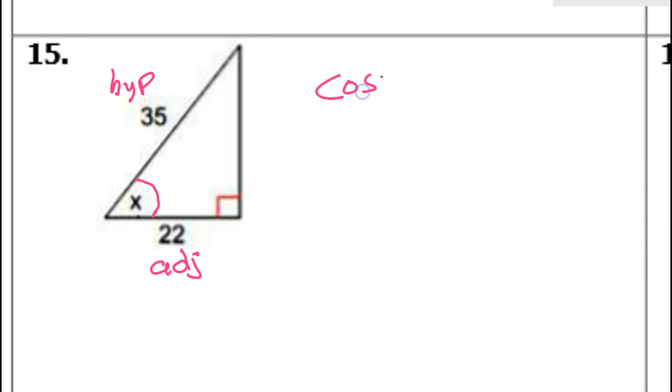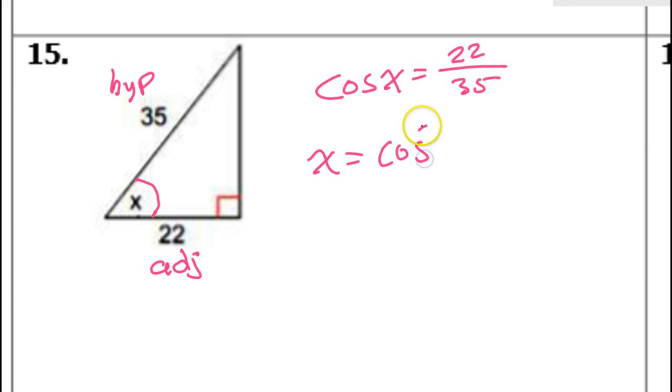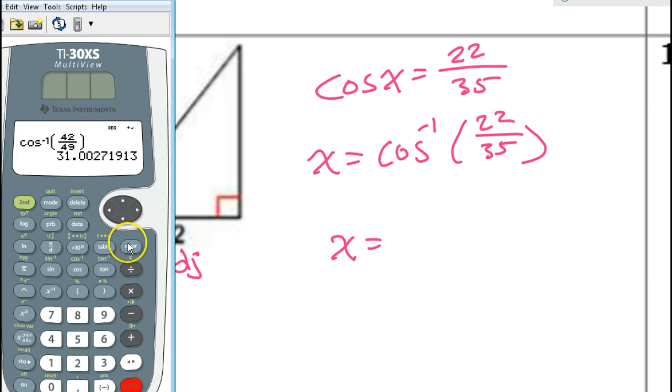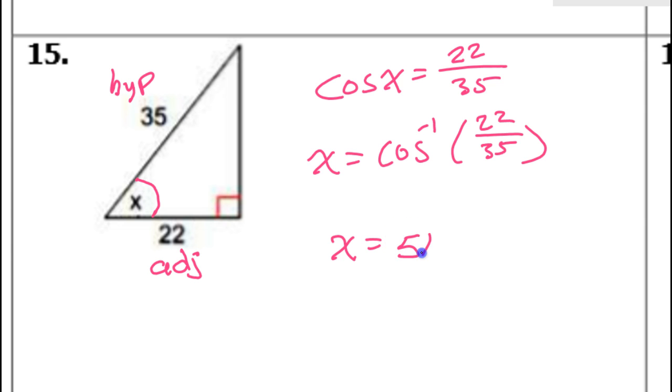So we will set up the cosine of angle x, and that will equal the adjacent leg over the hypotenuse. If you want the angle out of it, you will have to do the inverse cosine of 22 over 35. And that is a calculator thing. 51.055. Degrees.